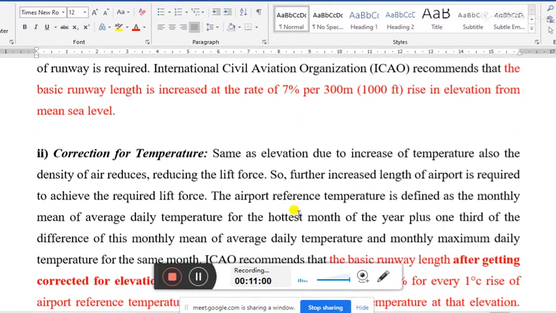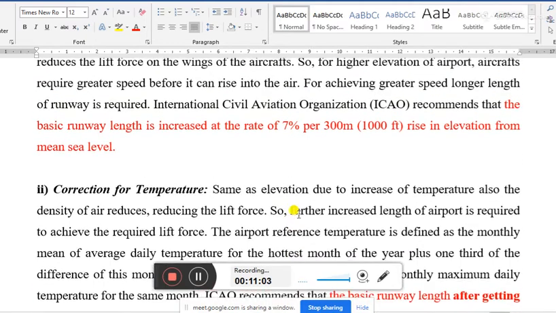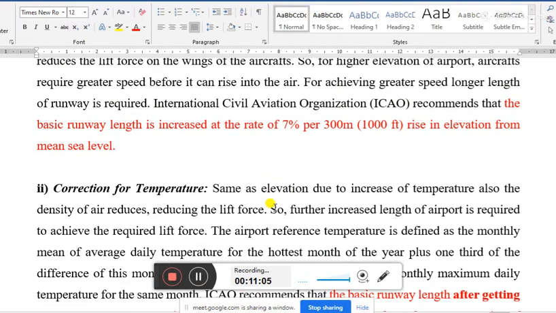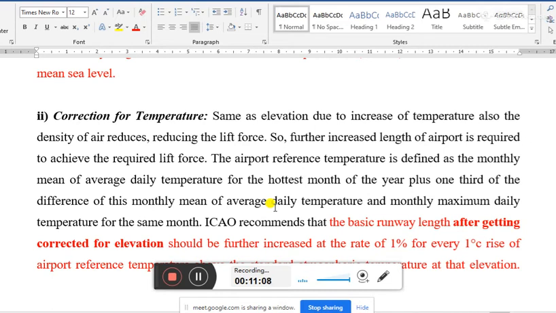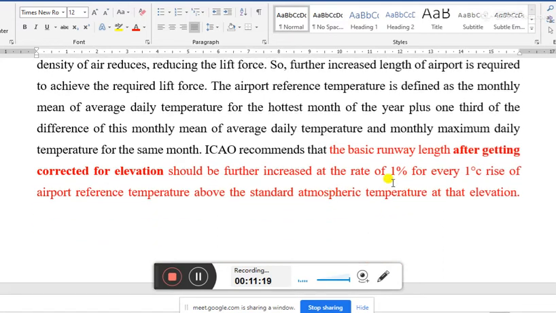Now coming to the temperature correction. Now what is the prescribed value of temperature correction is that 1% increase of basic runway length for every 1 degree Celsius. The red marked area, you should give more stress on that. That is 1% for every 1 degree Celsius rise of airport reference temperature. Airport reference temperature, we will discuss on that. That is airport reference temperature.